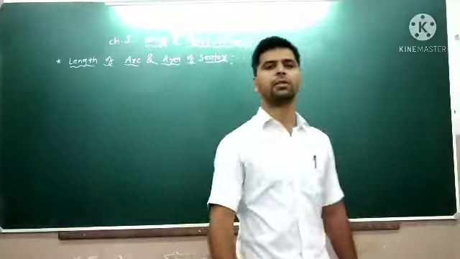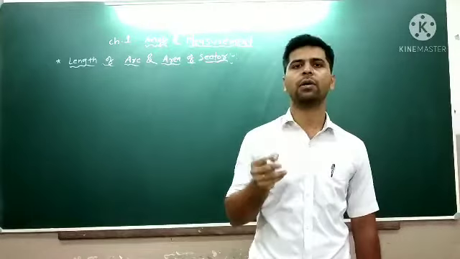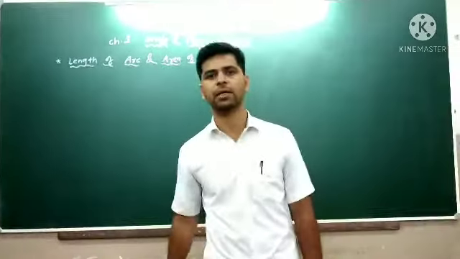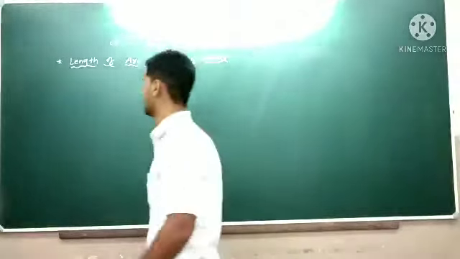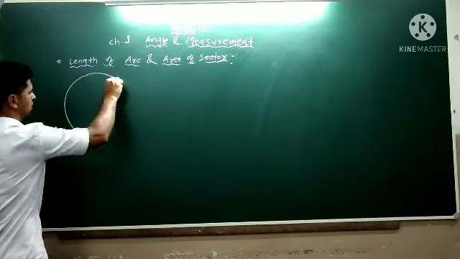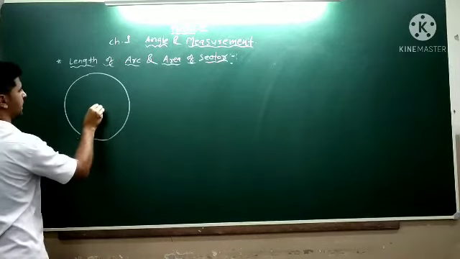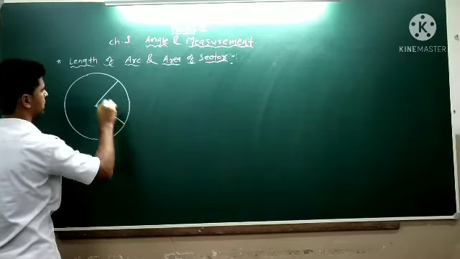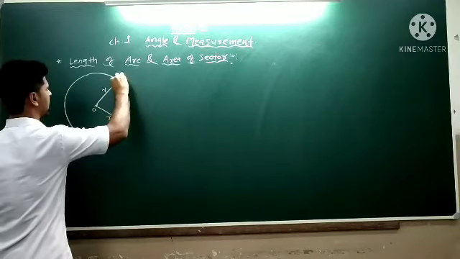Now what is this length of arc? Length of arc means we have to find the length of the circumference of the circle which is covered by two radii of the circle. If you draw a circle like this, okay? This is the center of the circle. This is radius. This is also radius. Radius is r, O is the center, and this part.